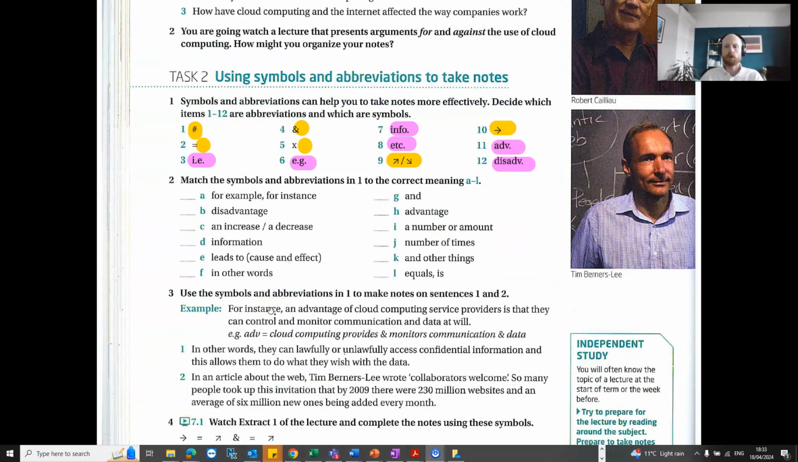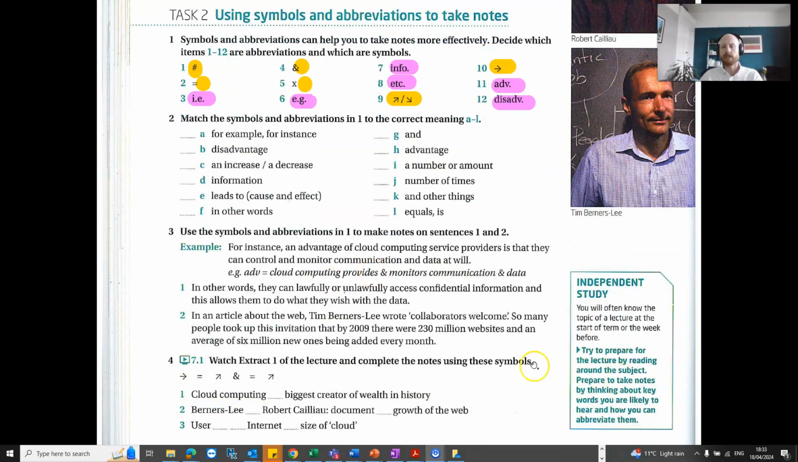We also had independent study this week. This is another strategy that you might follow when you're preparing for a lecture. Often you'll know the topic of a lecture at the start of term or the week before, and that means you can prepare for that lecture by reading around the subject.